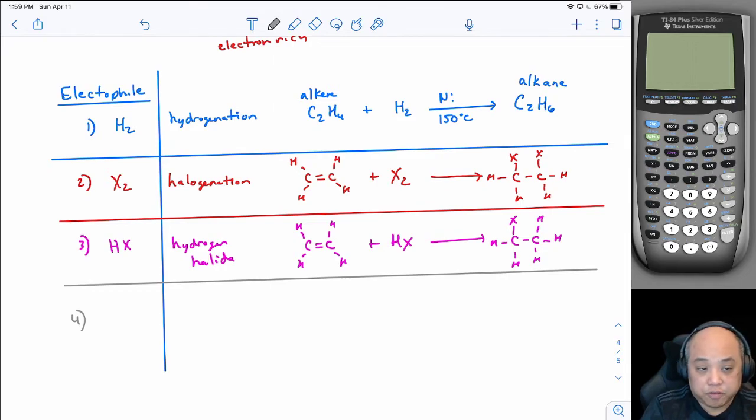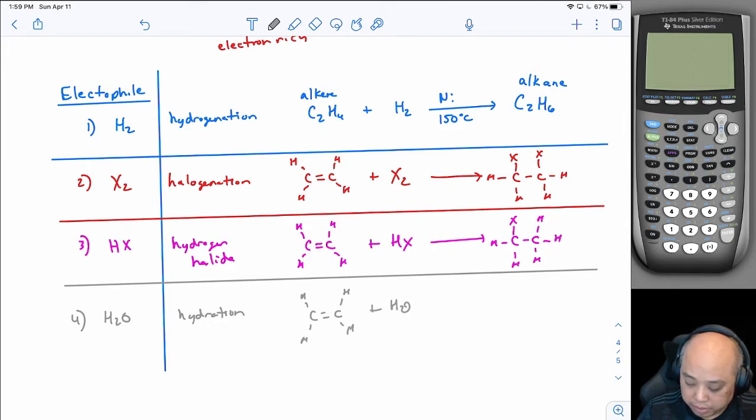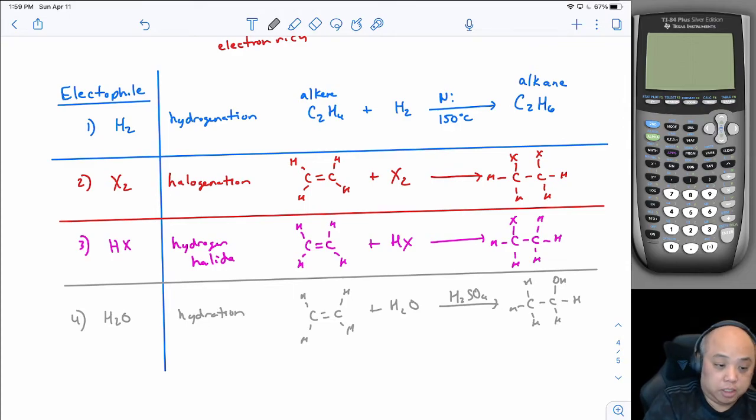The last electrophilic addition we'll do is with water, which we call hydration. Now you do want to know the catalyst here is your sulfuric acid. It helps the reaction occur so that you can produce the alcohol. So you can go from an alkene to an alcohol directly as well by adding water and sulfuric acid to an alkene.